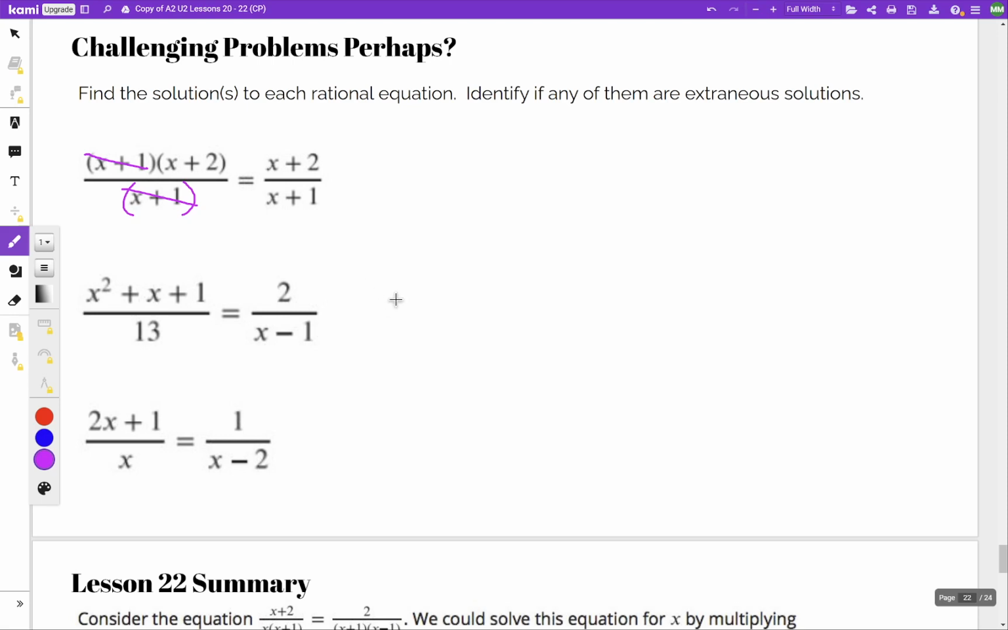Same idea here. So what I now have is x plus 2 over 1 equals x plus 2 over x plus 1. And guess what? This is now a far easier equation to solve. This also has a very useful benefit: it gets rid of extraneous solutions, so they're hopefully not going to pop up. So let's cross multiply. We get x plus 2 times x plus 1 equals x plus 2.